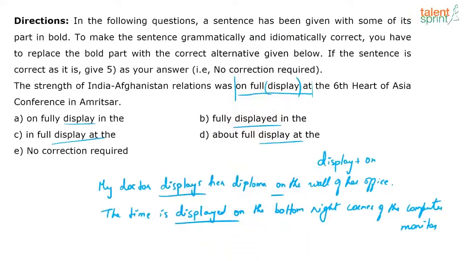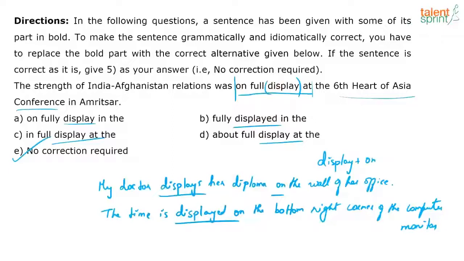Having said that, it will be no correction required because I cannot choose any of the options. If you look at the context, it says the strength of India-Afghanistan relations was on full display. I went off at a tangent explaining the collocation, but what I'm trying to say is, in terms of prepositions at, on, in, which I have covered under prepositions, here it's talking about a place, the 6th Heart of Asia Conference. So when you're talking about a specific location, you will always use at.